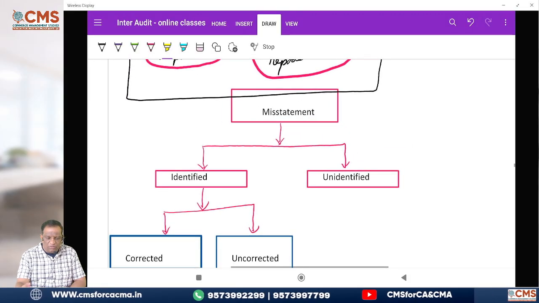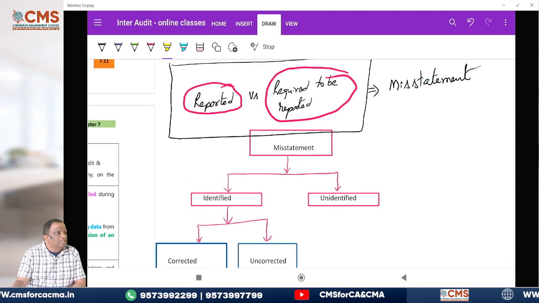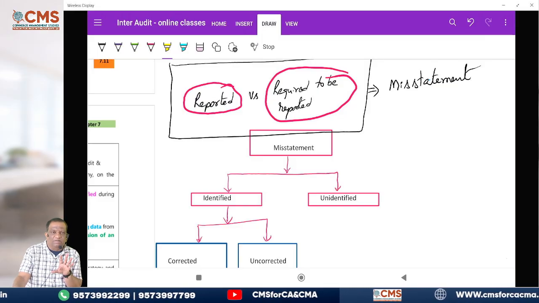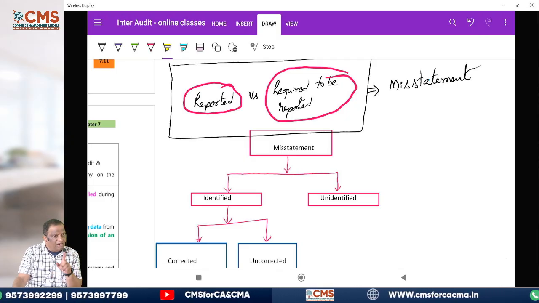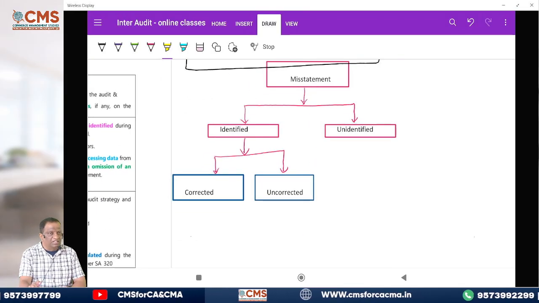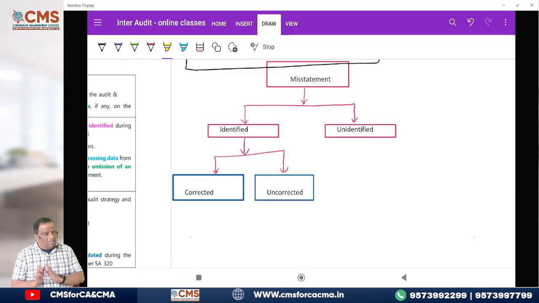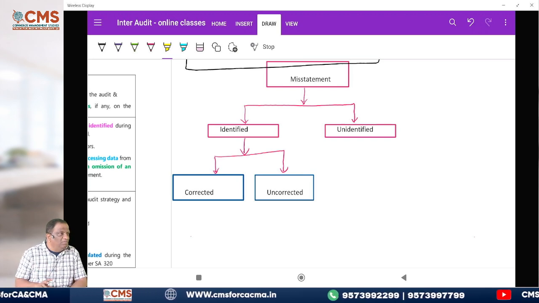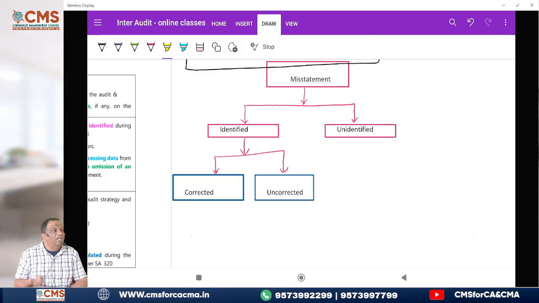Now, I just want you to revise this content. You tell me, what do I mean by misstatement? The difference between what is reported and what is required to be reported. What are the types of misstatement? Identified and unidentified. Which is further divided? Identified is divided into corrected and uncorrected. Now, which is not a problem for you? Identified and corrected. There was a mistake, it has already been identified and even corrected, so now there is no mistake. But you are concerned about two types of errors: identified uncorrected and unidentified.